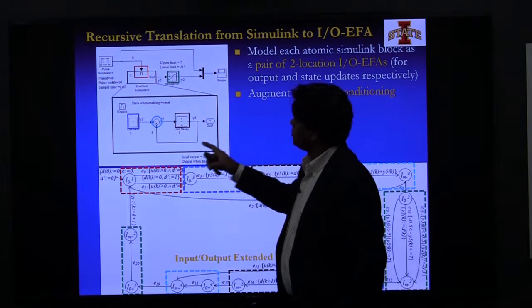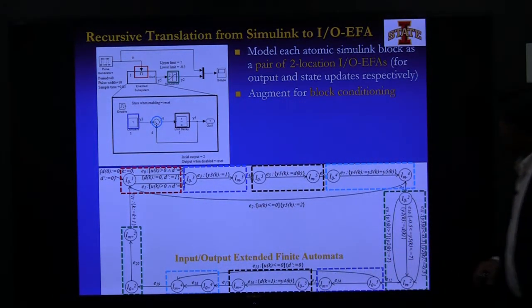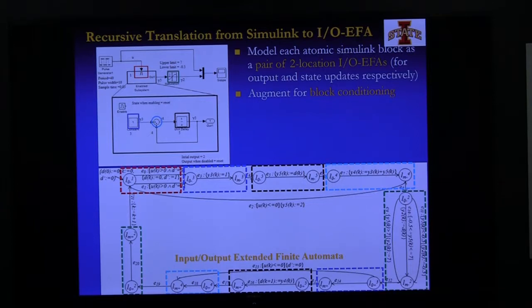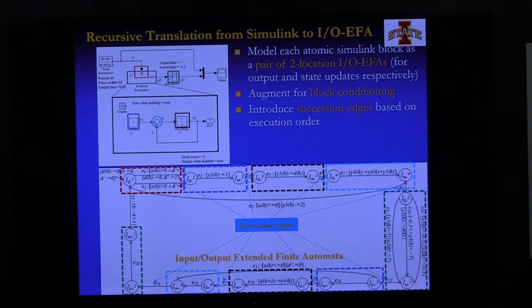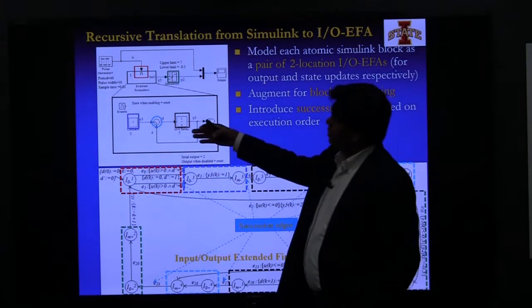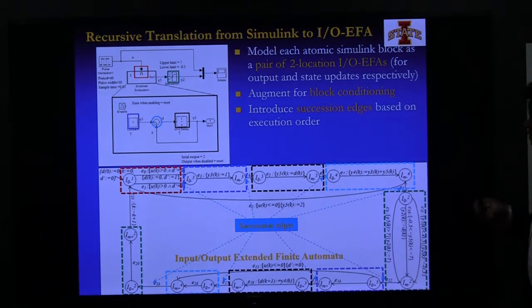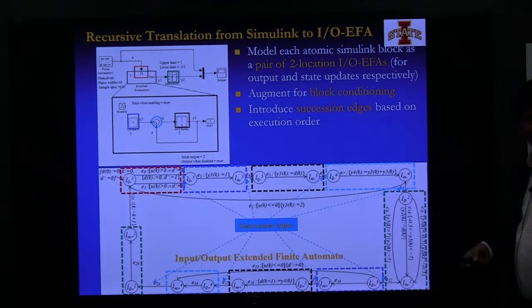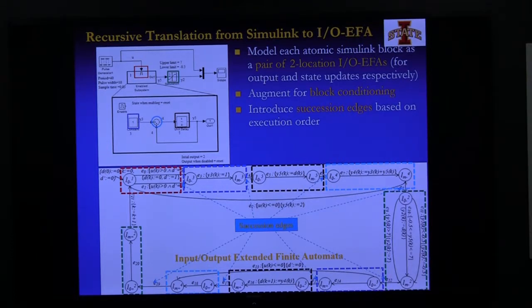this is a subsystem which is enabled whenever the input is 1. And so we can automatically augment this set of blocks with a block which corresponds to that conditioning. And then we have to introduce succession edges between these individual blocks. And that's going to be decided from the execution order. So when this Simulink diagram computes, each of these blocks is executed in a certain order. That's within MATLAB, so we'll follow the same order.